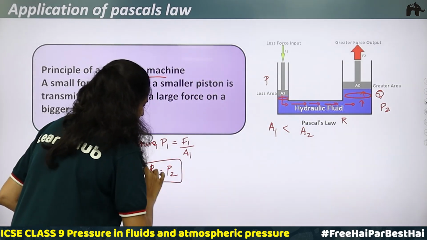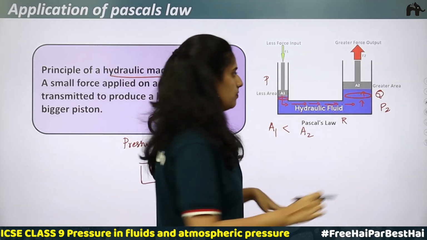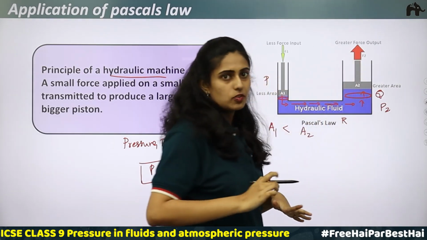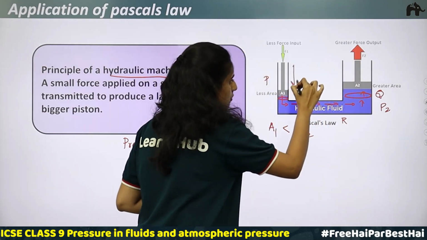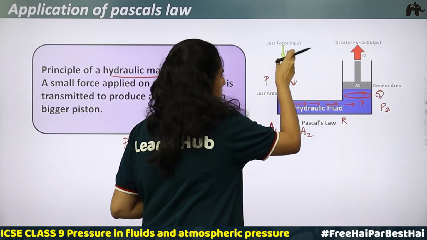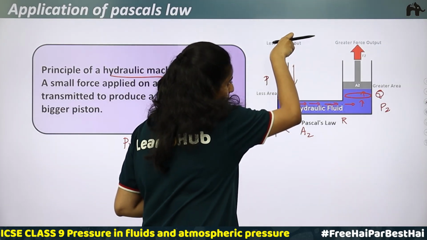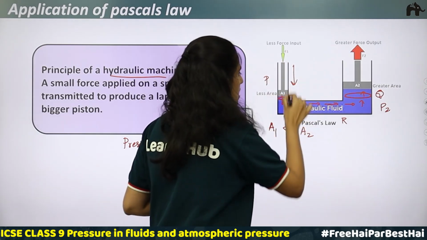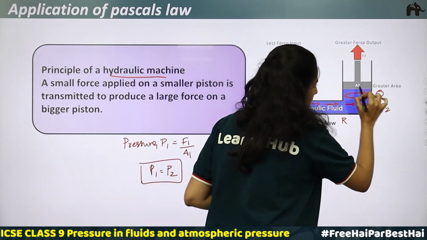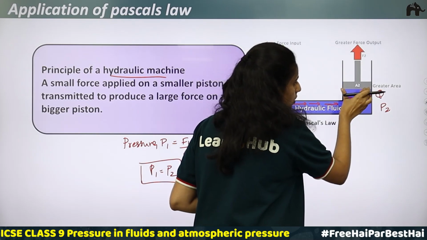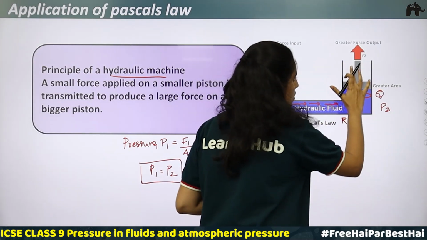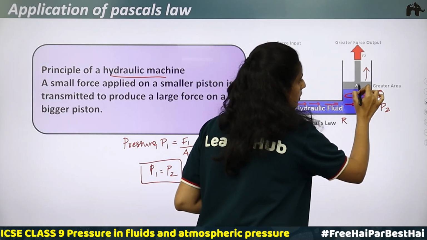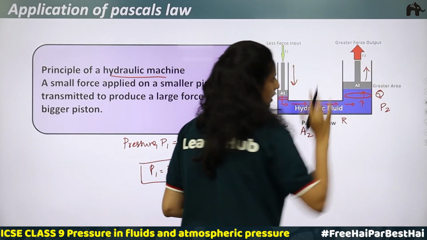Clear? Now, due to this pressure, here there is an area. What happens is this piston should rise. Here you are applying a force on piston. For example, even if you keep a weight over here, what happens? There is a force, there is a pressure. So due to this, the pressure gets transmitted. Now, due to this pressure, there is a force which will lift the piston to higher.